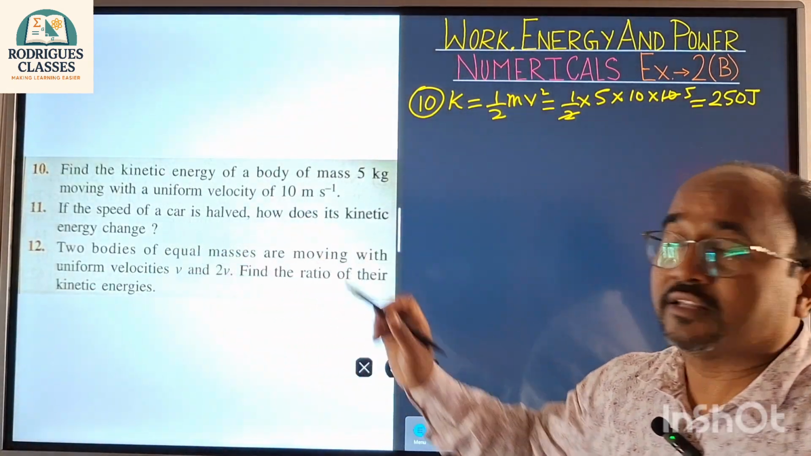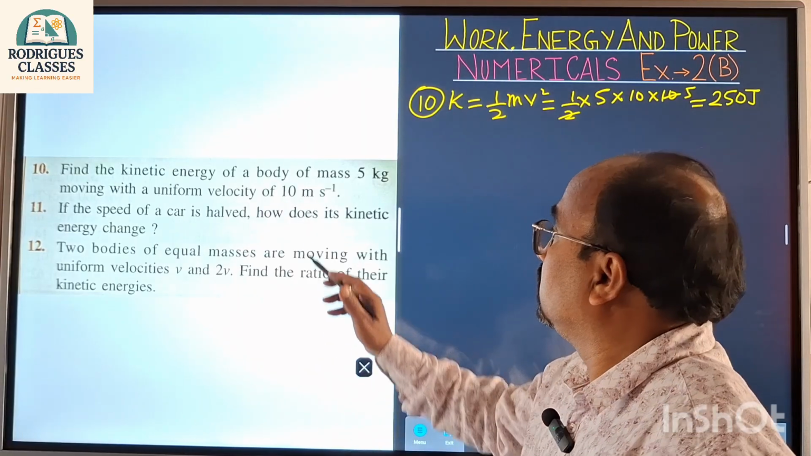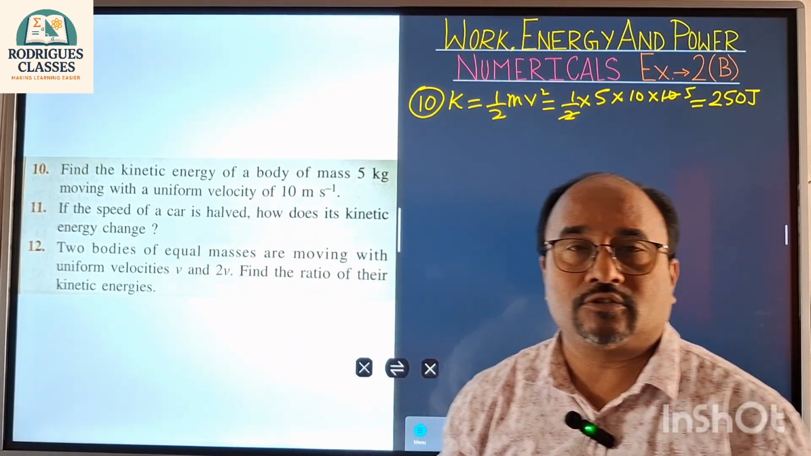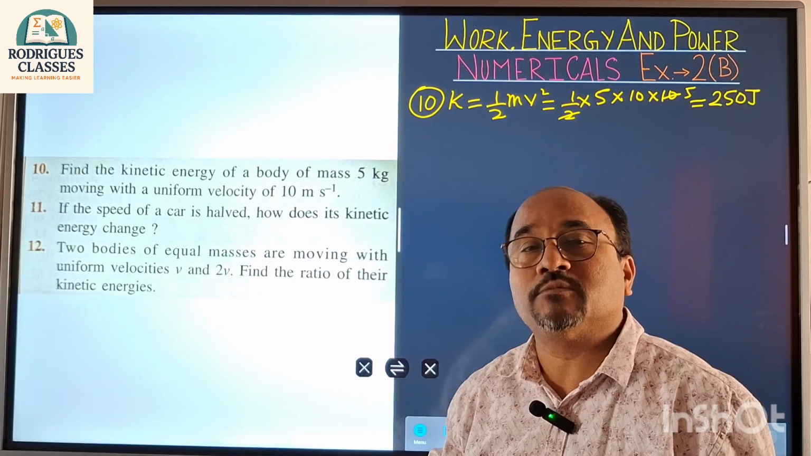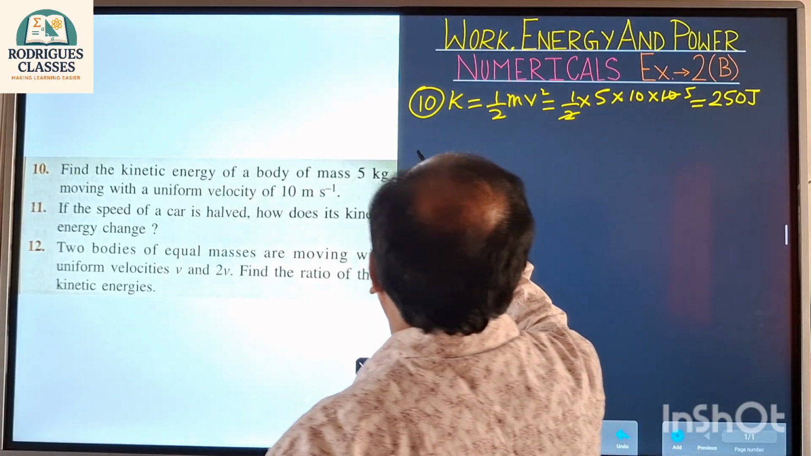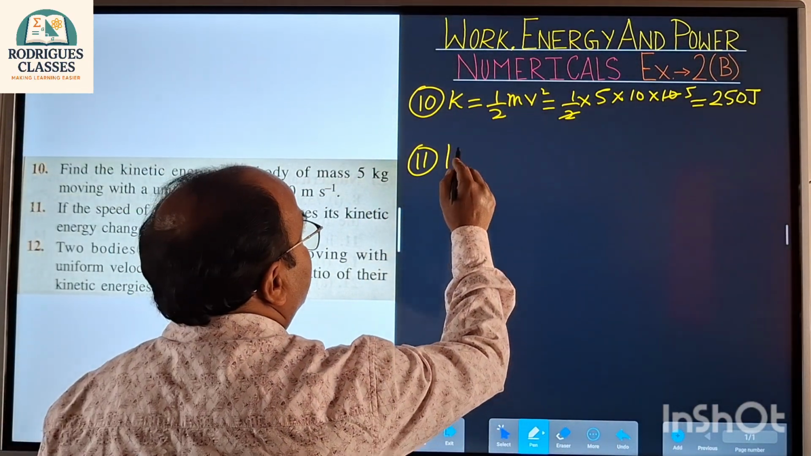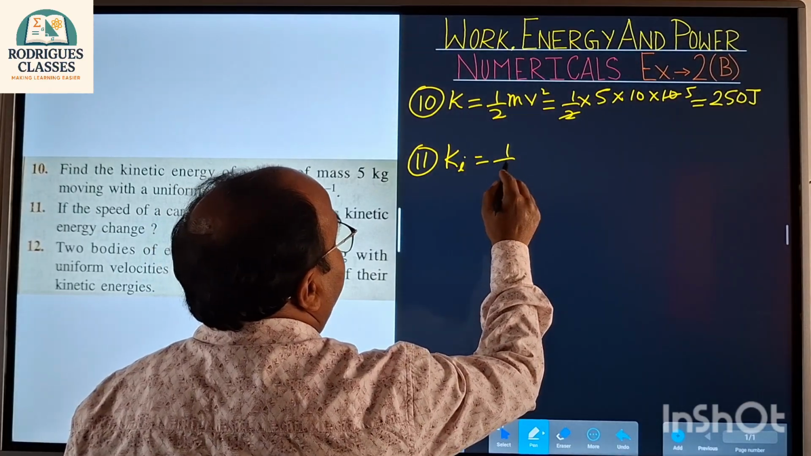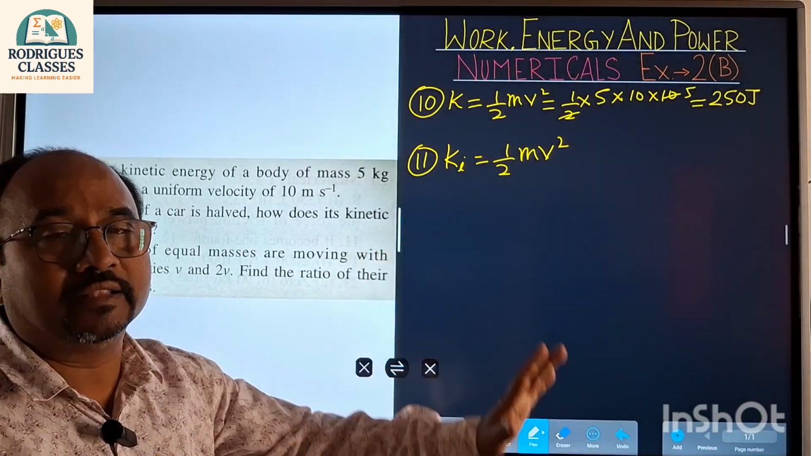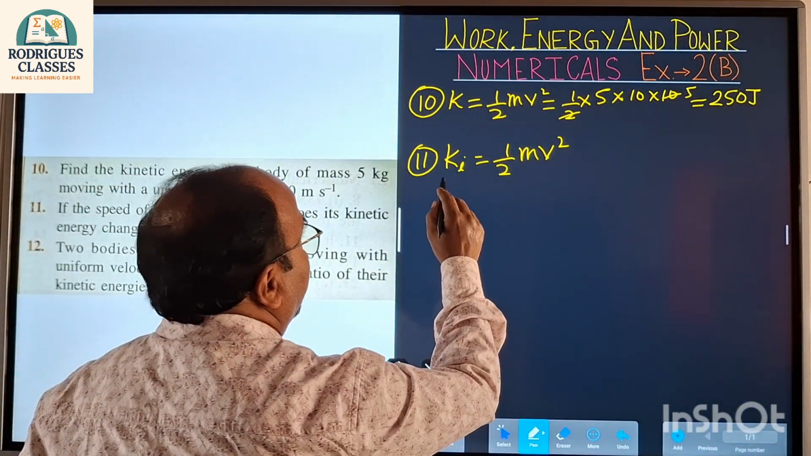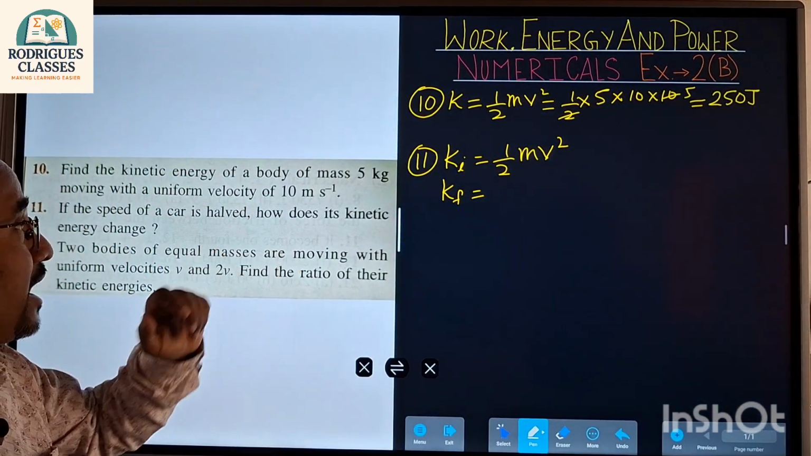If the speed of a car is halved, means whatever is the speed gets divided by 2, how will its kinetic energy change? So what happens to the kinetic energy, by how much will it change? There is no change in the mass, it remains the same. So let us come to this numerical. I will take the initial kinetic energy as directly the formula half mv square. I have denoted it by i, telling that it is the initial kinetic energy, and then the final kinetic energy I am writing as kf, which is the new kinetic energy.